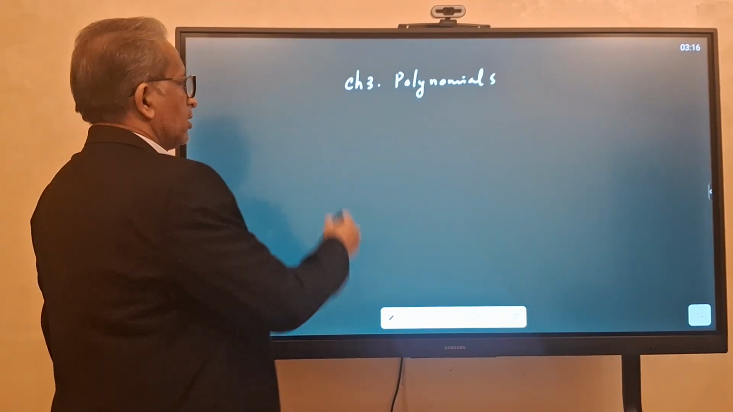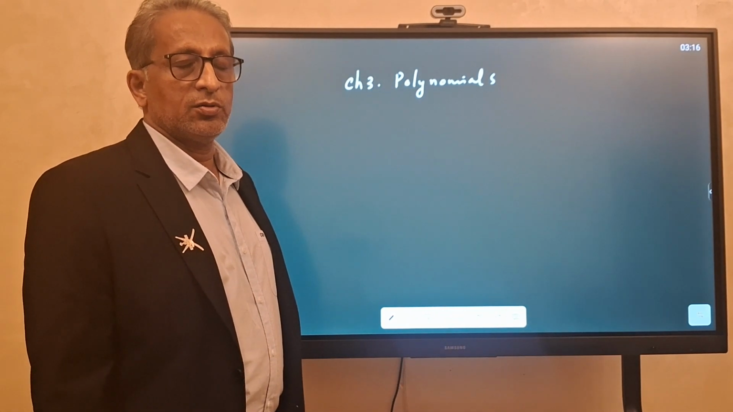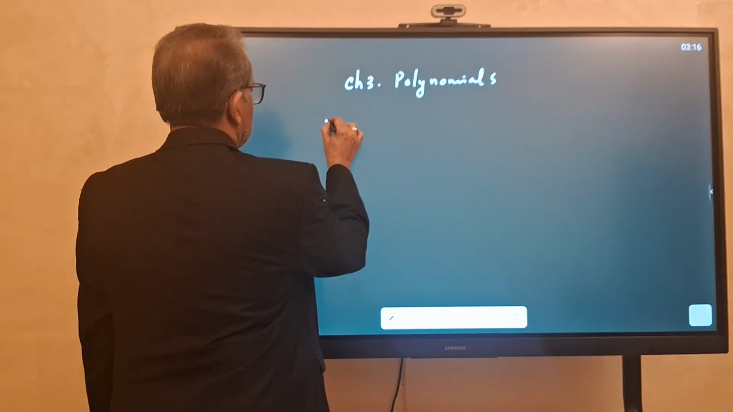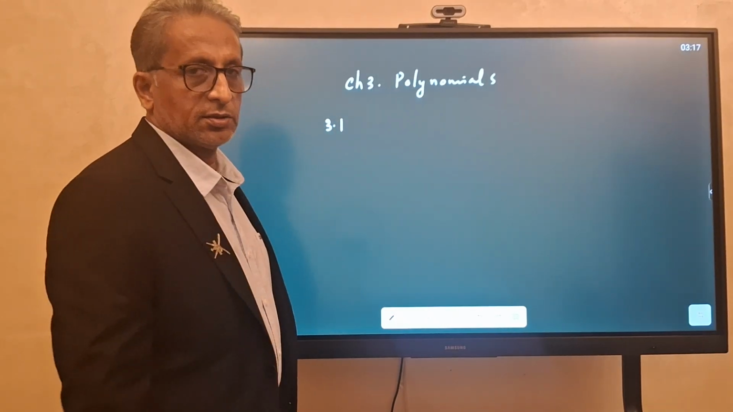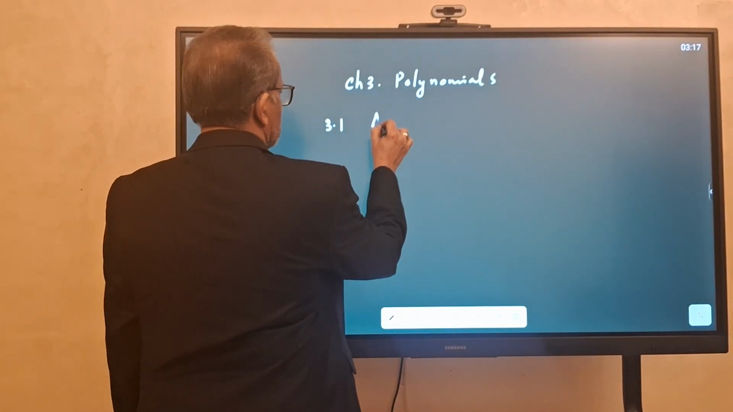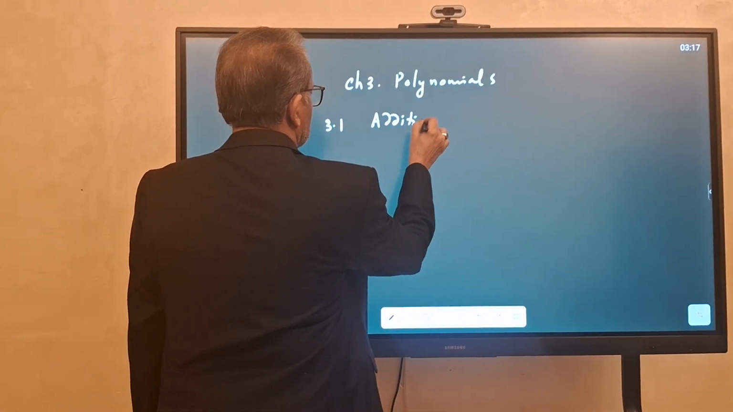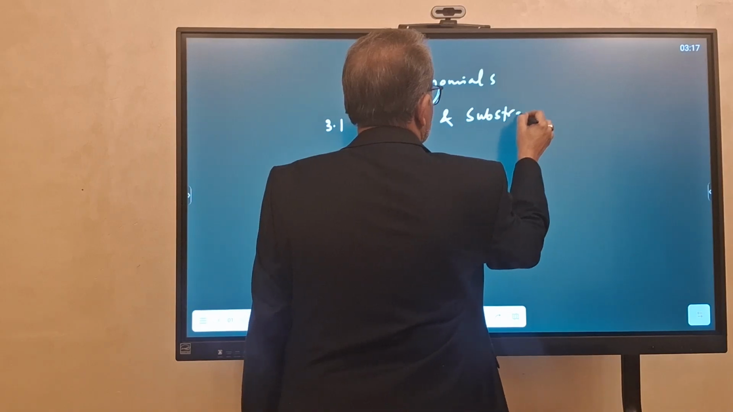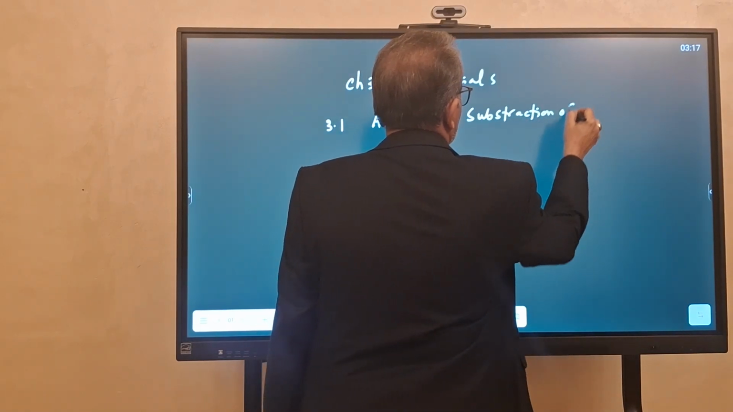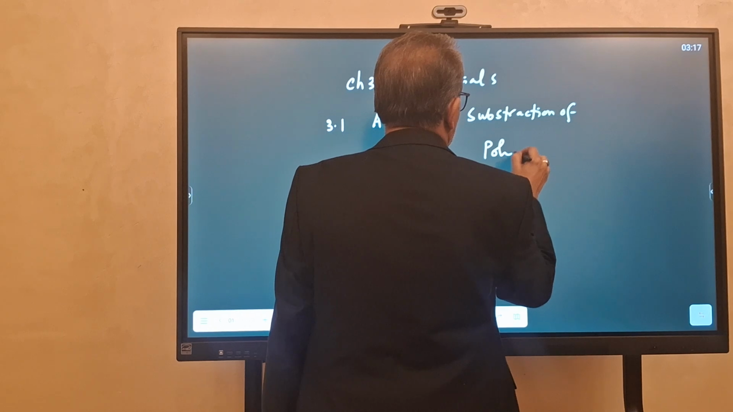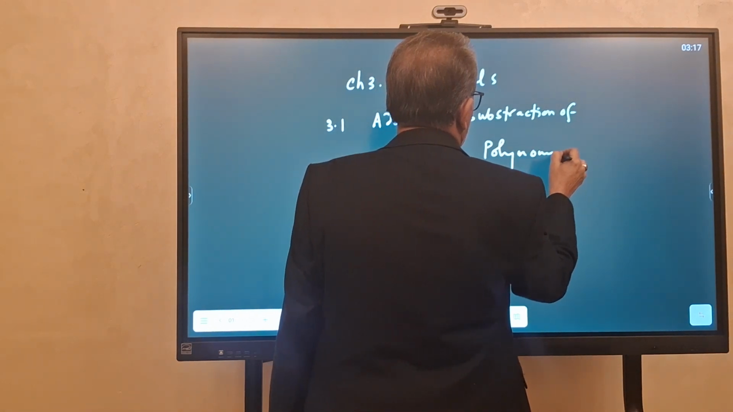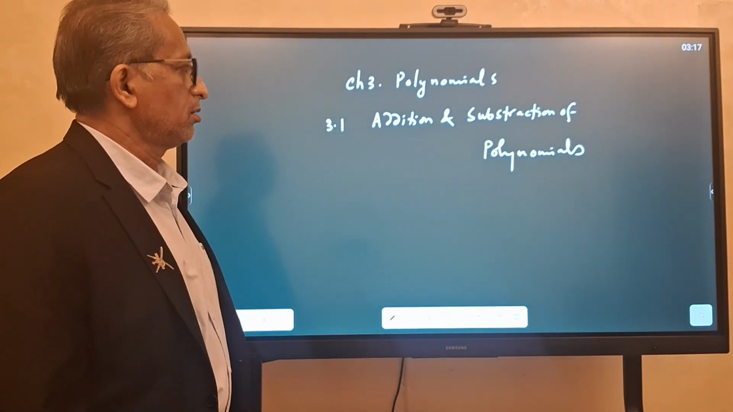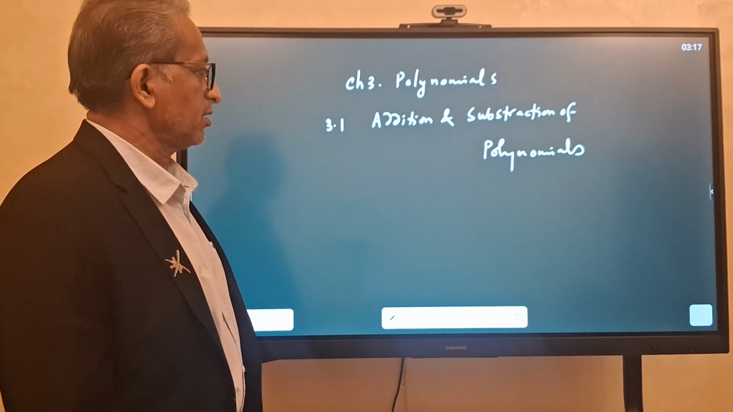Chapter 3: Polynomials. In this chapter, we have two sections, 3.1 and 3.2. In this video, I will cover section 3.1, which is addition and subtraction of polynomials. That means how we add or subtract polynomials.